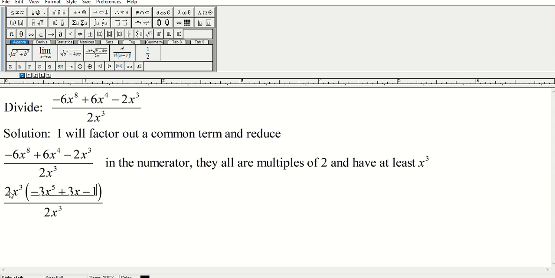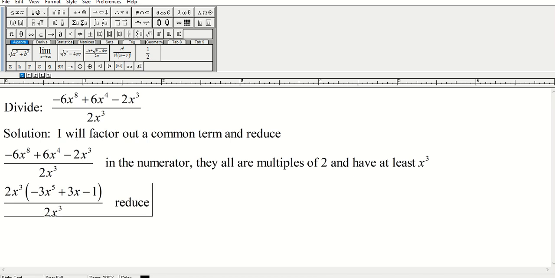Now, if I distribute this back through, I'll get 2 times -3, which would be a -6. X cubed and x to the 5th will be an x to the 8th. 2 times 3 will be 6. X cubed and x will be x to the 4th. And 2x cubed times 1 will be 2x cubed. So there we are. And now what we can see is that we have the same thing in the numerator and denominator in this case. So we can actually cross-reduce these.